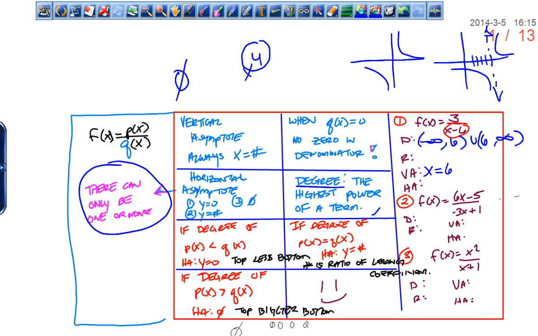So if p of x has a smaller degree than q of x, so the top is a smaller number than the bottom, that's going to be y equals 0. For number 1, we don't have any x on top. That's like saying x to the 0 over x to the first power, so the bottom is more than the top, which means it's y equals 0. Same idea for y's, the range: we go bottom to top, so it's everything but 0.